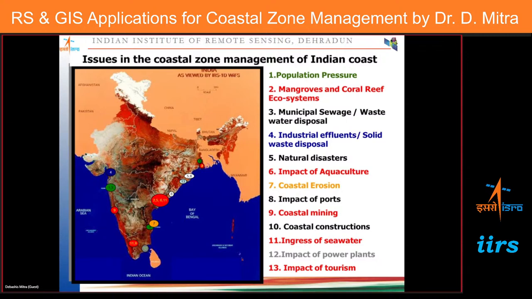So pressure is tremendous. Because of this, mangrove and coral reef ecosystems have declined and degraded over time. We are clearing mangroves for setting up industries, hotels, a lot of things. Mangroves are being cleared in the coastal zone. In the areas where it has been seen from satellite data, municipal sewage and wastewater disposal is an issue. It can be seen from the satellite data.